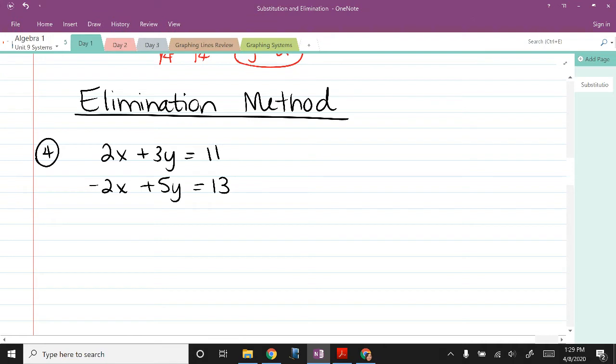So the elimination method is kind of like how it sounds. When you eliminate something, you get rid of it. So what we want to do is find variables that we can get rid of or eliminate. Now, we can eliminate variables if they have opposite coefficients, and I'll talk more about that for a second. But first, I want you to look at this example 4.